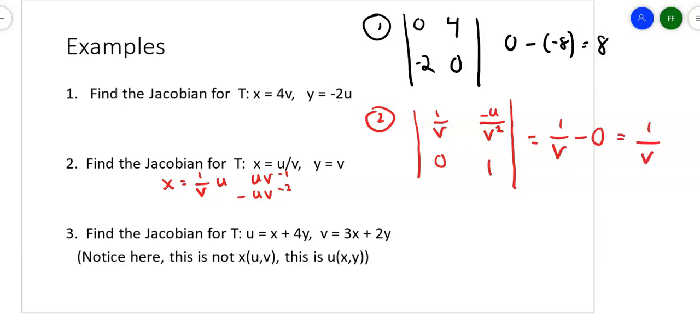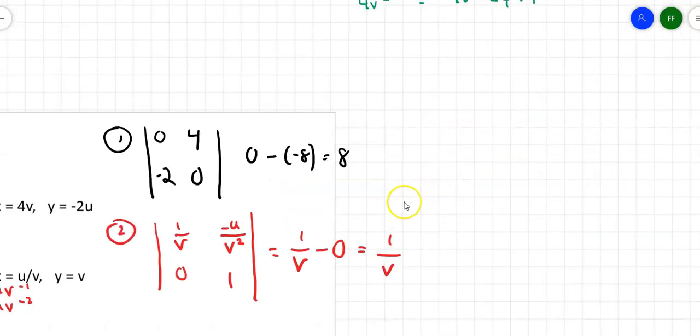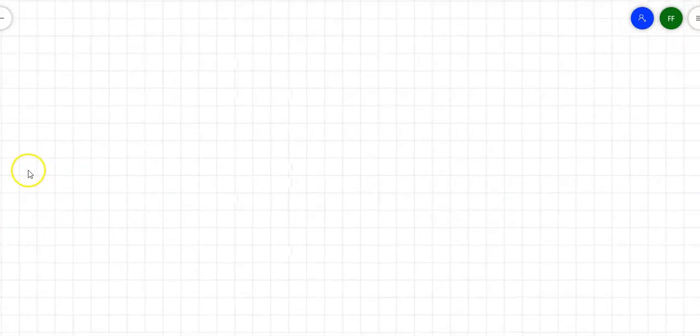This third one's going to be a little bit more challenging, because you notice in the first two problems, I already gave you x and y in terms of u and v. Not in this case. In this case, I gave you u in terms of x and y, and v in terms of x and y. First thing I have to do is solve for x and y. So let's bring this up here so we get a little space. Maybe I can eliminate the y's.